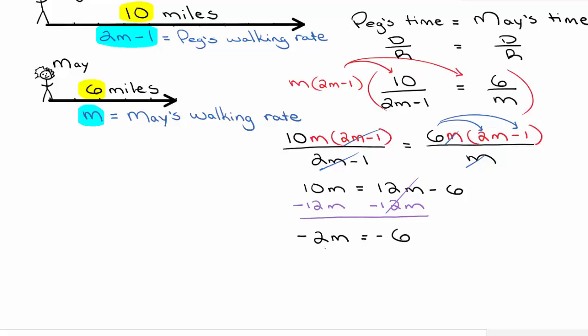Now we can isolate the m by doing the inverse operation. We can divide both sides by negative 2. So m is going to be equal to 3. Now this m represents May's walking rate.